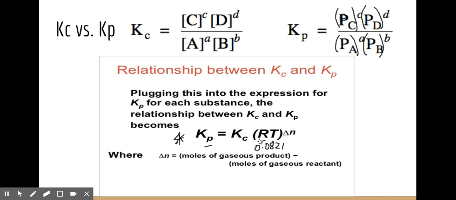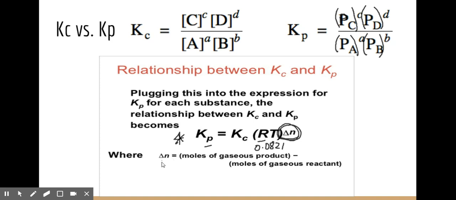Remember, 8.31 is dealing with energy. This T right here stands for temperature in Kelvin. And then delta N is something very specific. A lot of people kind of mess this part up. So this is RT raised to the delta N.